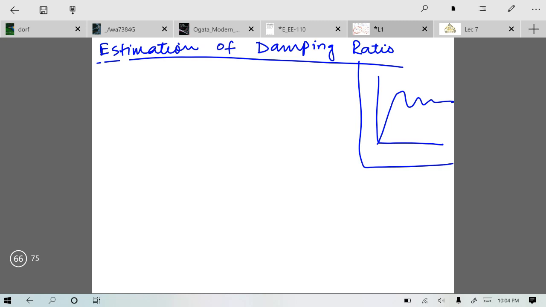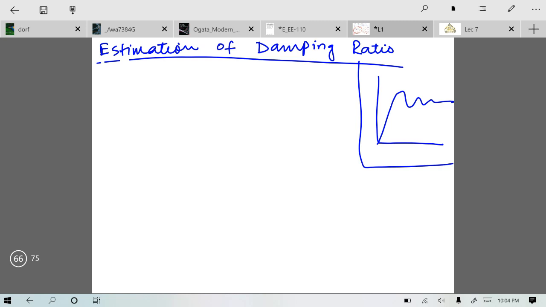If you have a higher order system and someone asks you to find the zeta, or the damping ratio, of that higher order system, then obviously you would need to know the standard equation of that system, which you don't know. So is there any method by which we can estimate? I'm not saying that that would be the actual value of the damping ratio. That would always be an estimate.